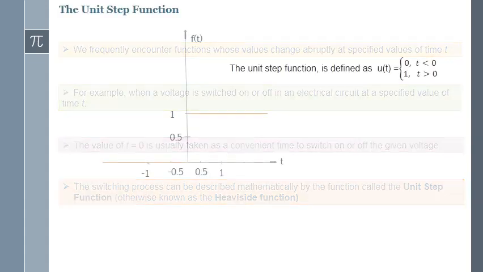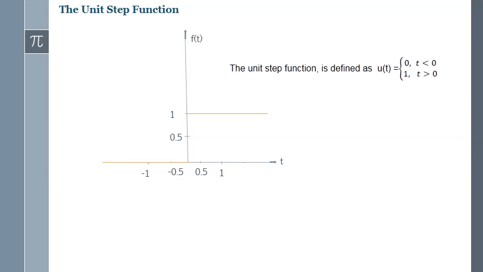The definition of unit step function goes like this. The unit step function is denoted by u of t and it is defined as a piecewise function: u of t is equal to 0 when t takes the values less than 0 and u of t is equal to 1 when t takes the value greater than 0, and its graph is represented as given.